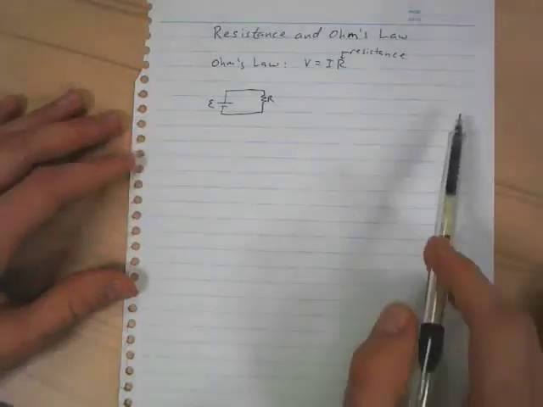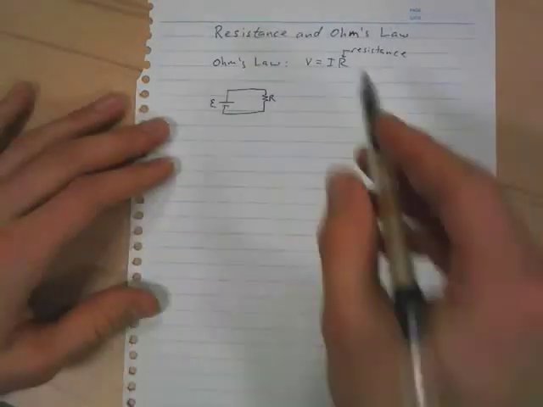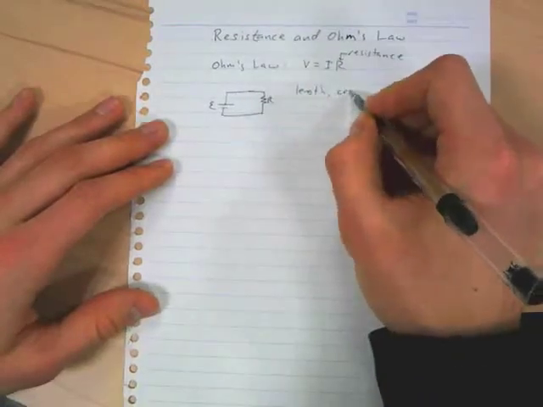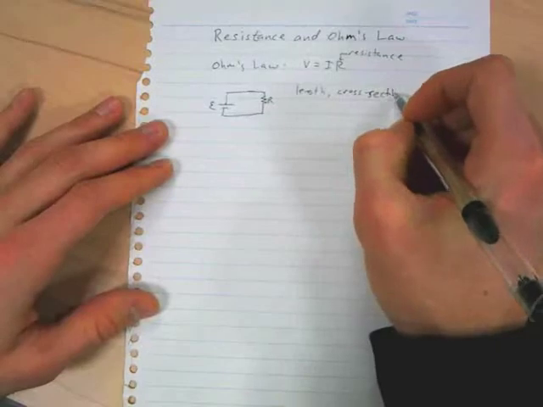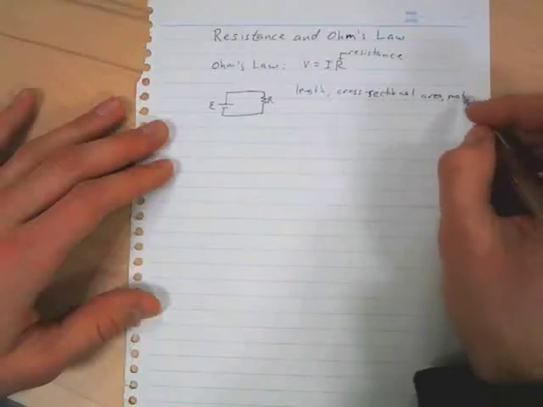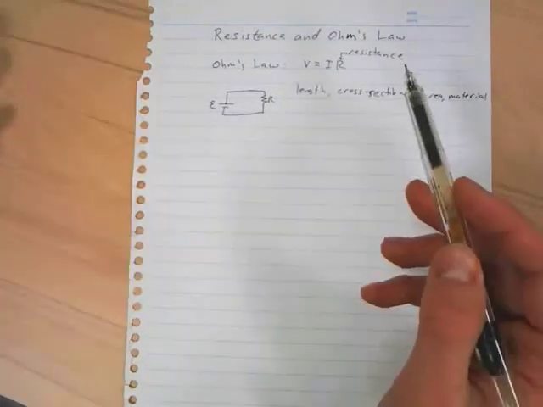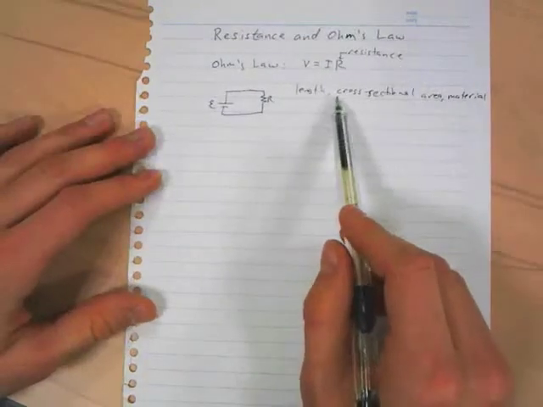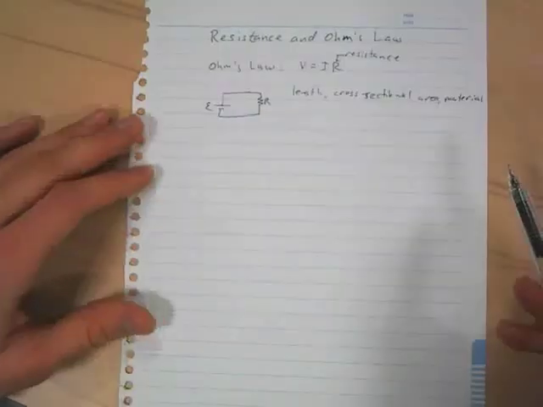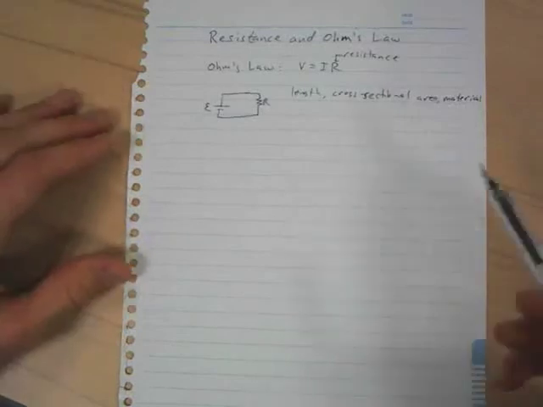Resistance is dependent on a few things, and it kind of makes sense. It's dependent on how long the wire is. It's dependent on the cross-sectional area. And it's dependent on the material. Now it makes sense. The longer a wire is, the harder it would be for current to travel down it. And the greater the cross-sectional area, the easier it is for current to travel down it, because there are just more electrons sitting around ready to flow. And then it depends on the material.